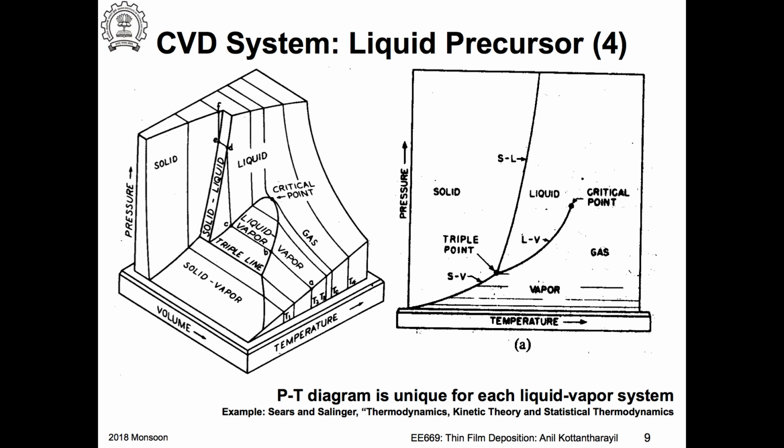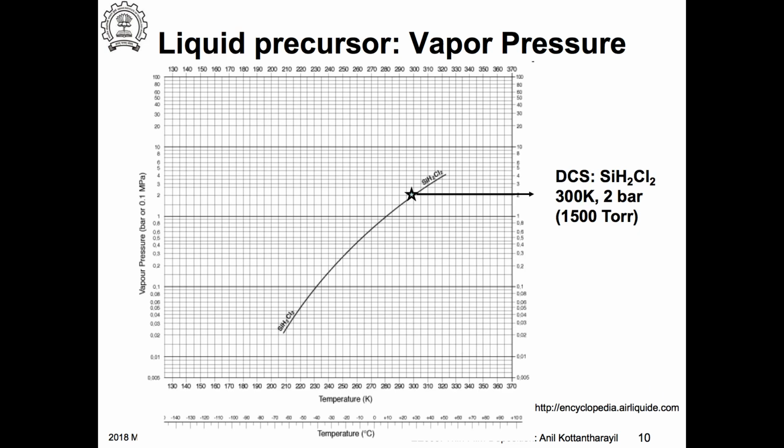What we are interested in is that I can increase the temperature and get more and more vapor. So you can see the pressure of the vapor would increase. This is one example for dichlorosilane, which is used for deposition of silicon. You can use it for epitaxial growth of silicon, to deposit amorphous silicon, and for depositing polycrystalline silicon, and so on. At 300 Kelvin, you already get 2 bars. That's the vapor pressure.